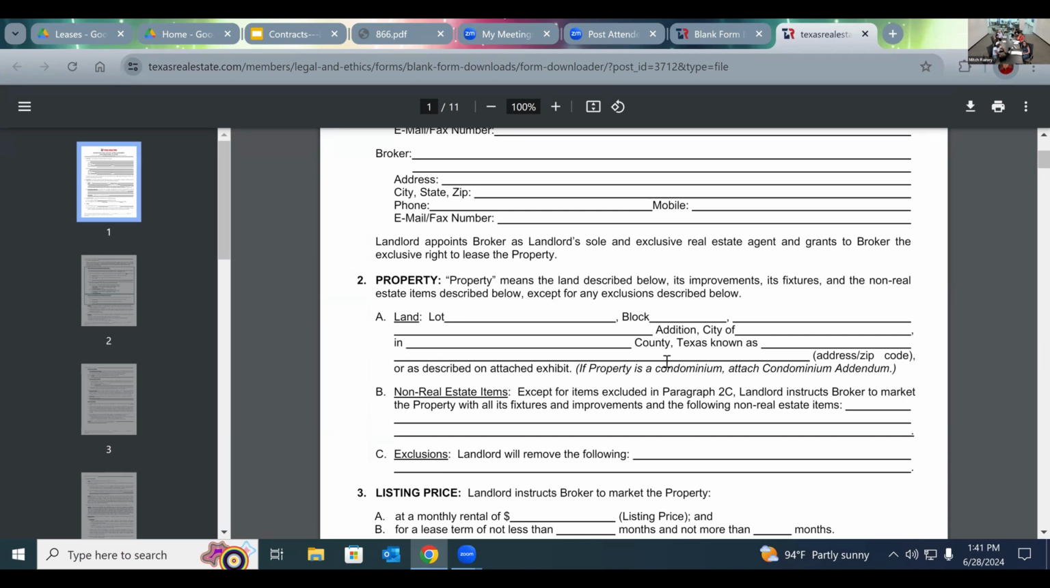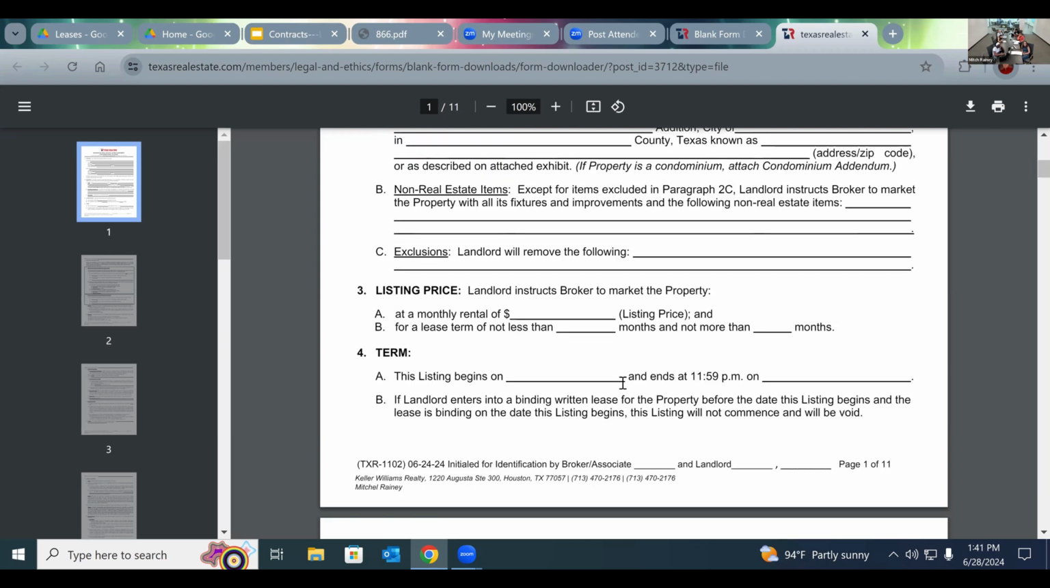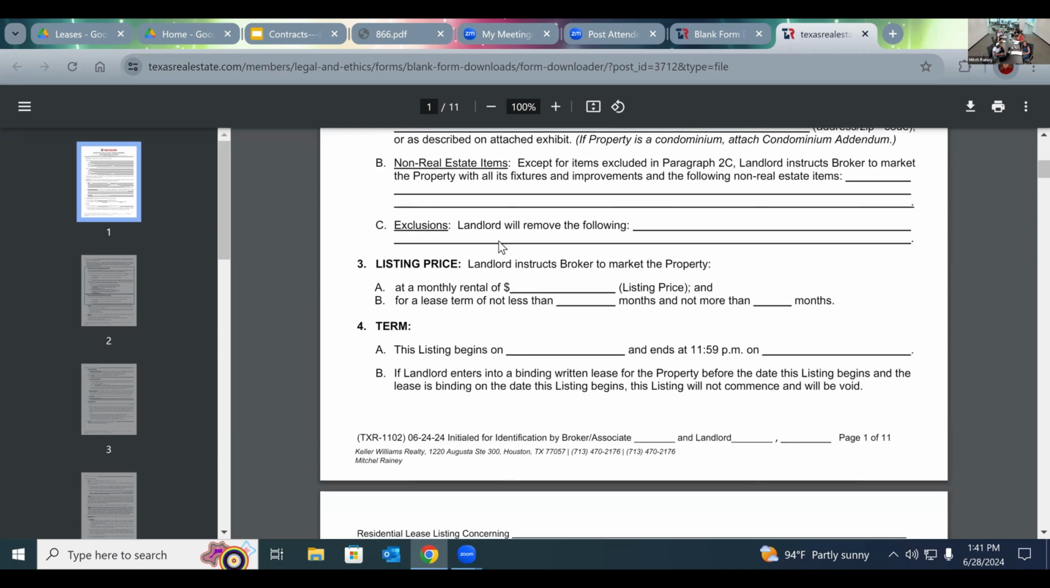Okay, and if it's not there, this is the listing agreement, you can see it, see attached closing documents. If they are offering to leave any non-real estate, like a washer, dryer, refrigerator, that's probably the most common we see. If there's anything on the property when they're showing it, but they plan on taking it out, you're gonna put it here.